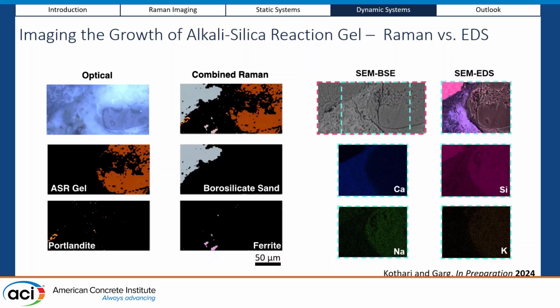Here's some SEM data on the same area, where again you can see very clearly quite a bit of sodium on the right side, and you see the ASR gel image matches the sodium and potassium map, which also confirms that what we are seeing is not an artifact, right?